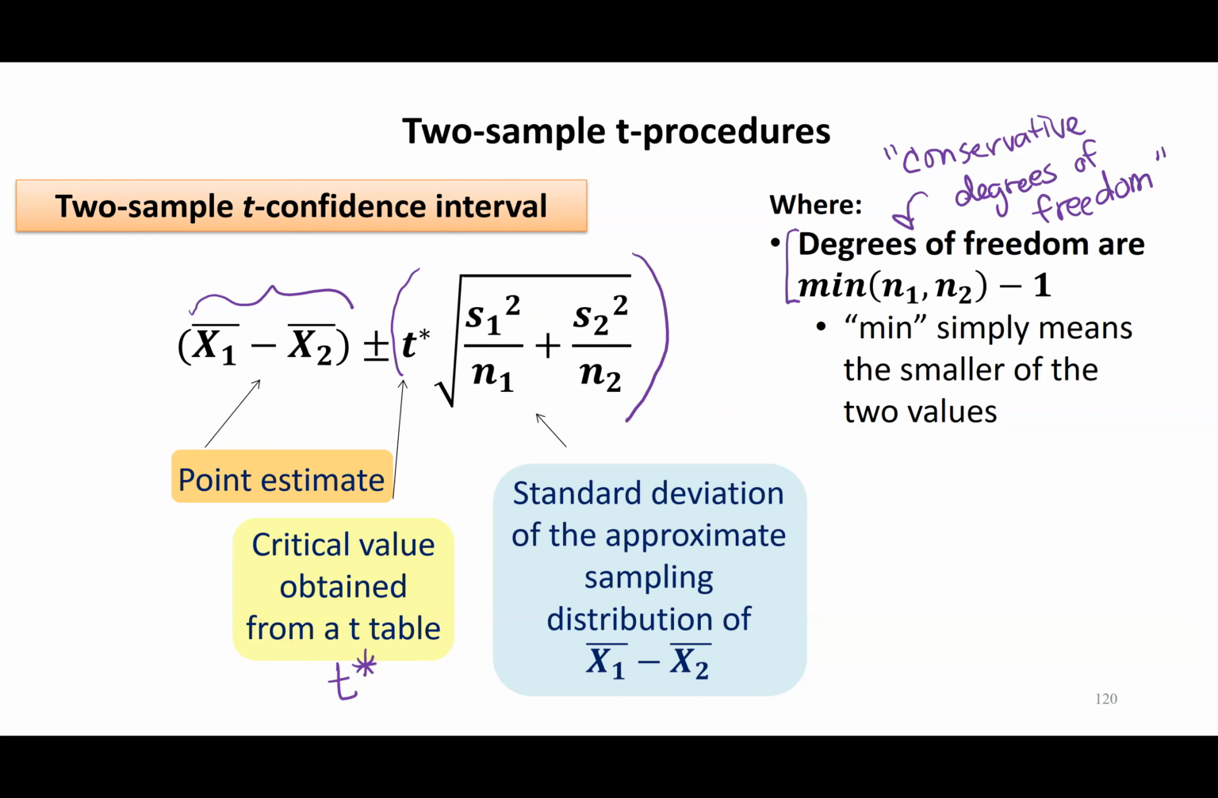And then this is my standard error here. That's the standard error of the approximate sampling distribution of x bar 1 minus x bar 2. We talked about the sampling distribution of x bar when we were only collecting from one sample. This is what we're doing when we're collecting from 2.